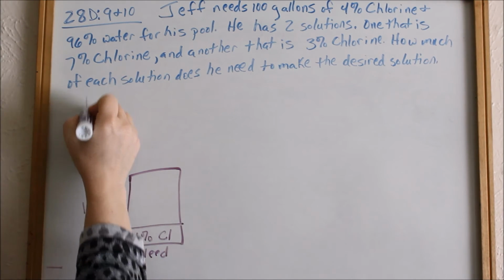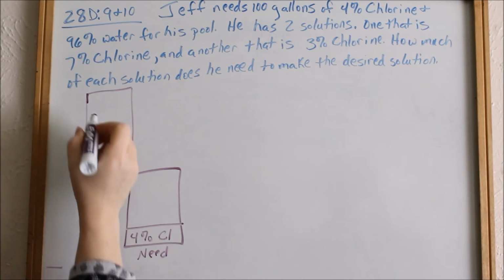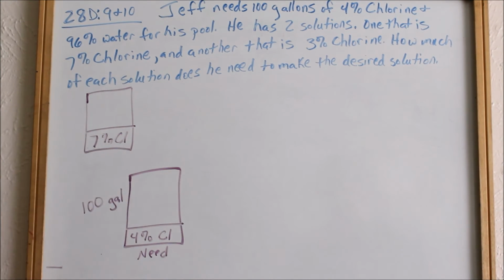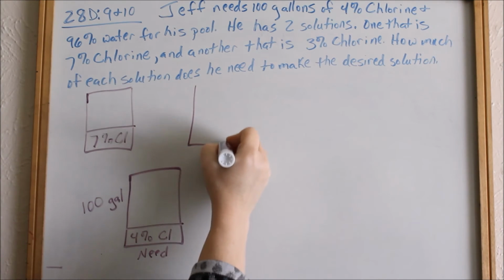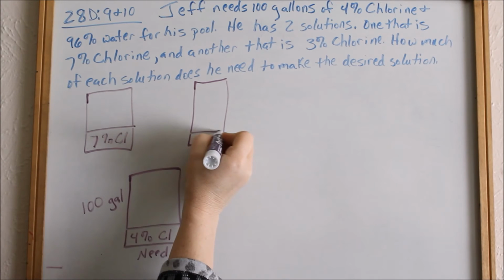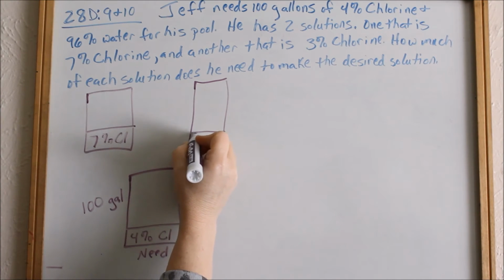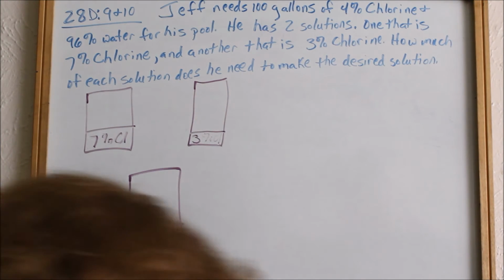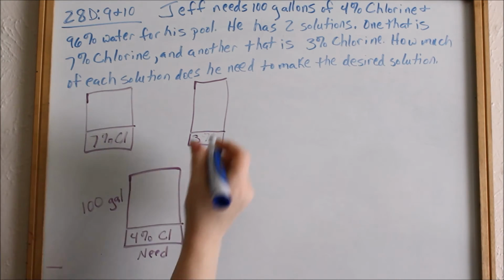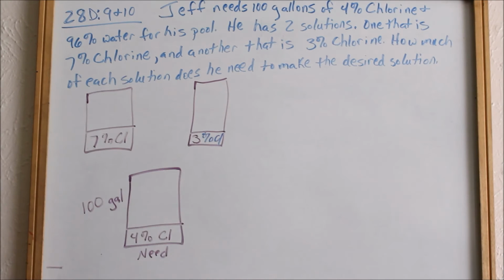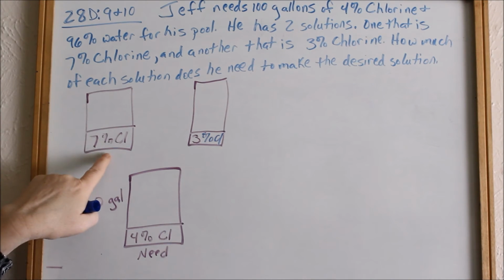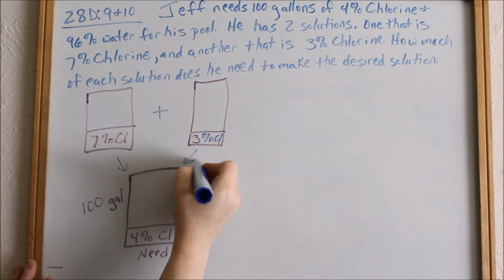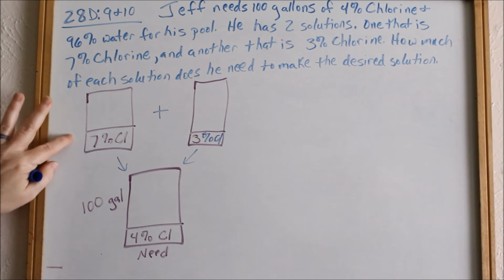This is what he needs, but this is what he has. Okay, we are told that he has 7% chlorine, that's 7% Cl, and he's got 3% chlorine. I'm just drawing that line a little lower, so that's 3% chlorine. This is 3% chlorine. I'm just switching colors because my purple's running out. We need to take some of this and some of this, add it together to make that, okay? But we need to know how many gallons of each.